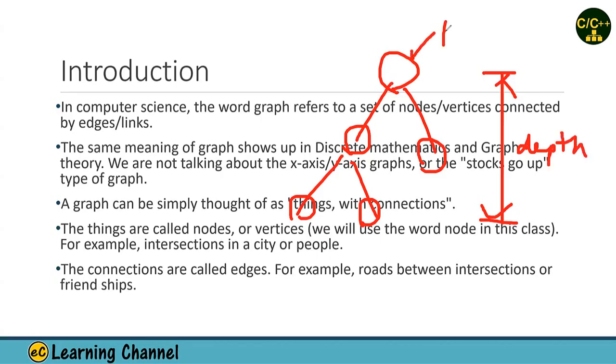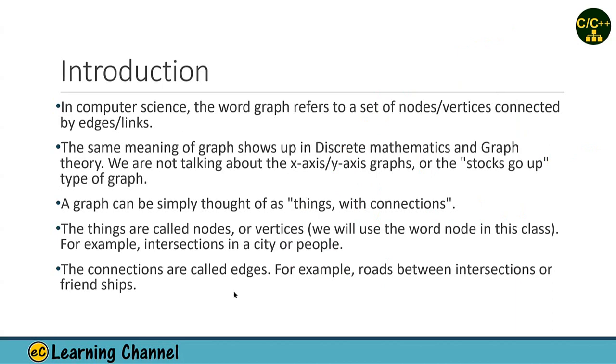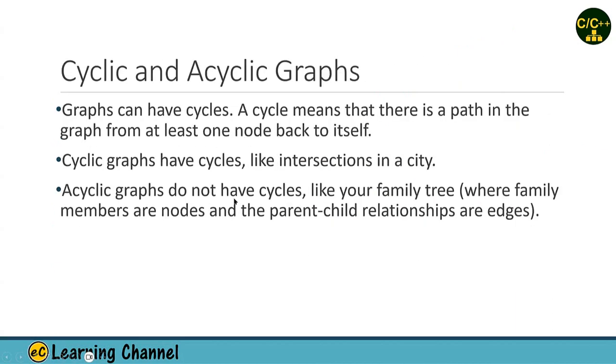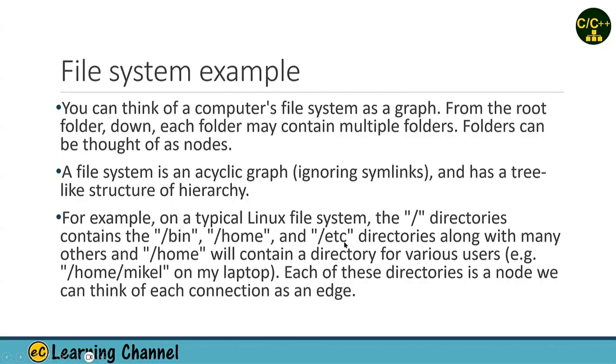And this node is called the root. And a node that has no child, we call this kind of node a leaf node. Okay, these are basic terminologies. So all trees are acyclic.